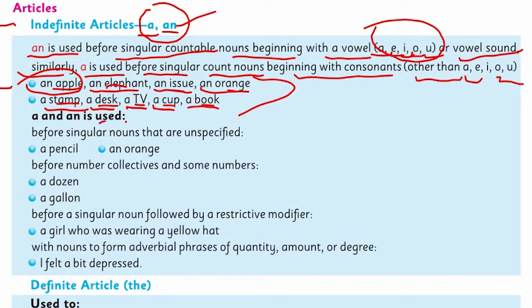A and an are used before singular nouns that are unspecified, like a pencil and an orange. Before number collectives and some numbers, a dozen and a gallon.